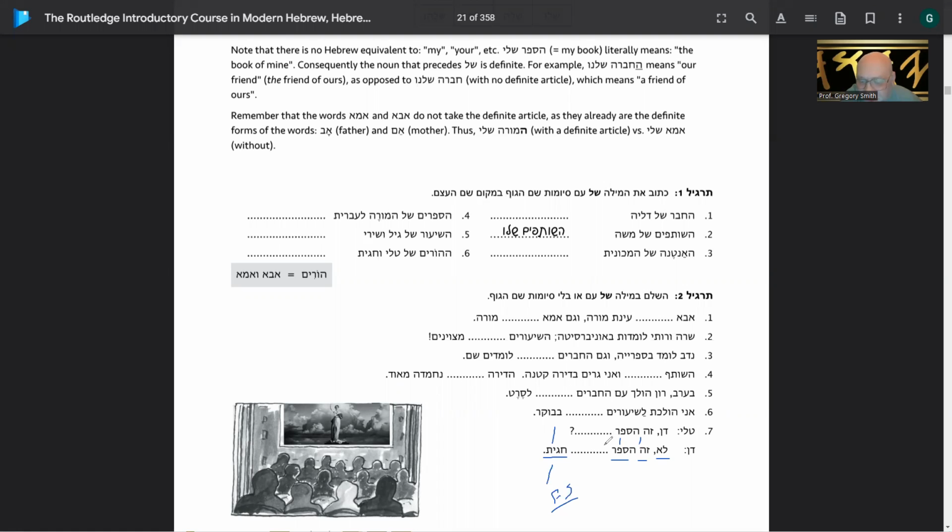I think it's just going to be shel, because we don't have to say belonging to her, because Hagit's already written out. So I bet it's just going to be shel. Shel Hagit, belonging to Hagit. Yep, there it is. Dan says, Lo, ze hasefer shel Hagit. So this is the book that belongs to Hagit.